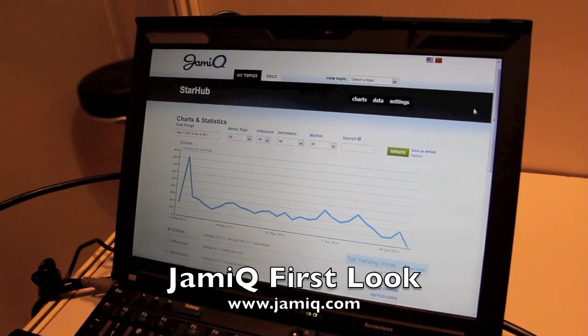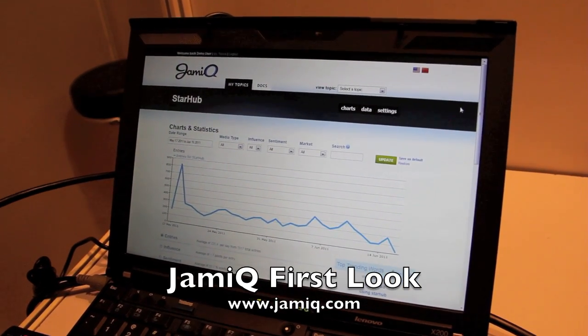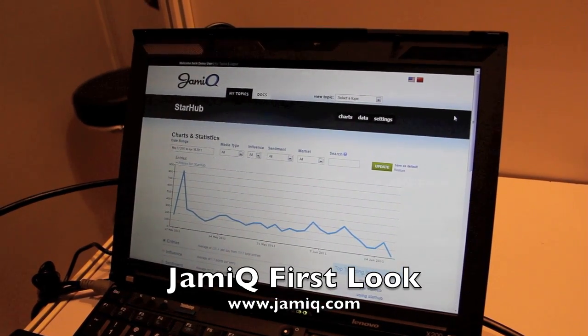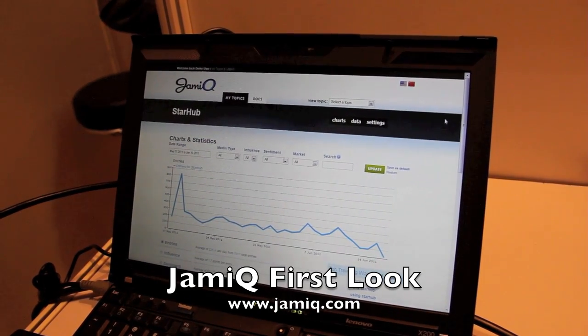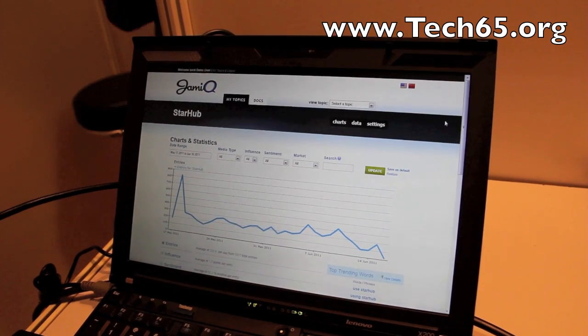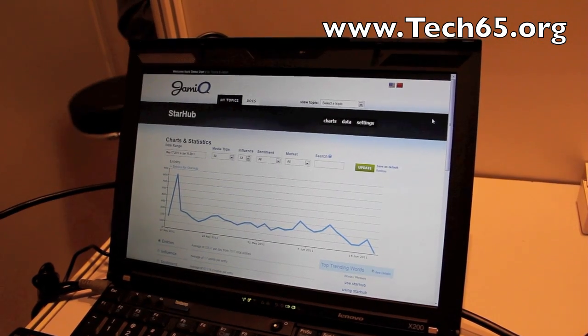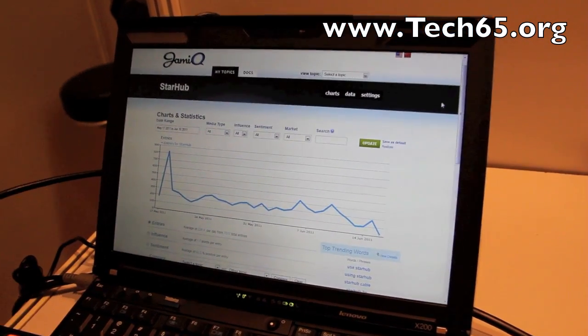Okay, so what you see here is basically the JamiQ system tracking a single brand. In this case, we are looking at StarHub, which is a local telco. So what the system is able to do is basically pick up the conversations online around any given topic. In this case, the keyword is StarHub, and with that, here's the buzz over the last 30 days.